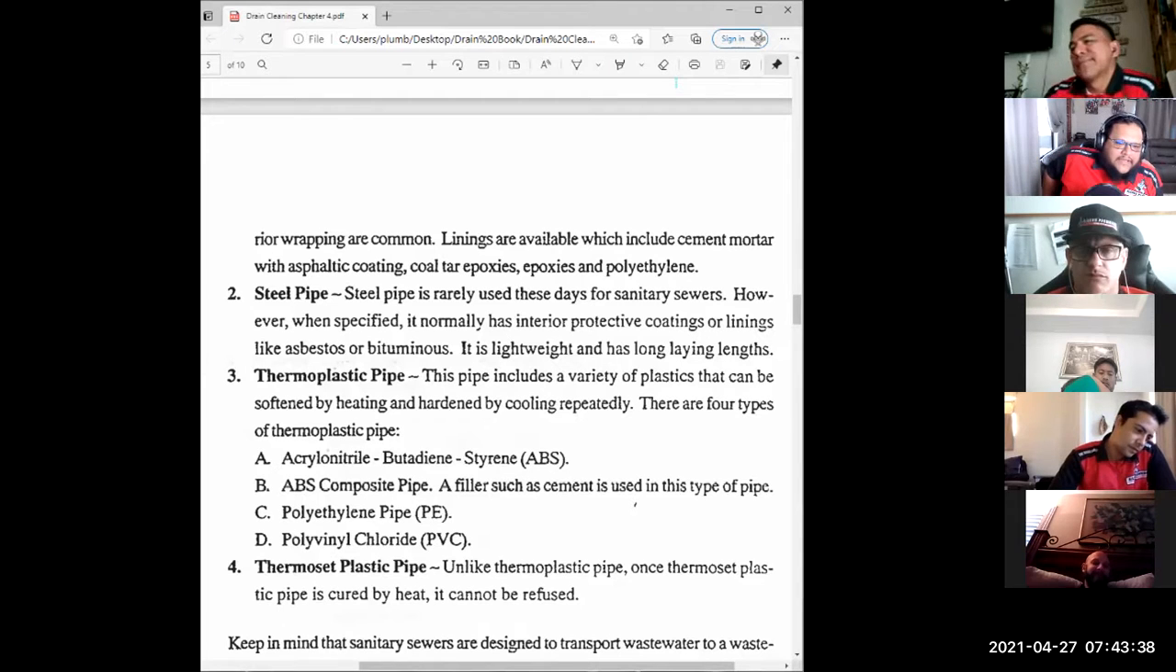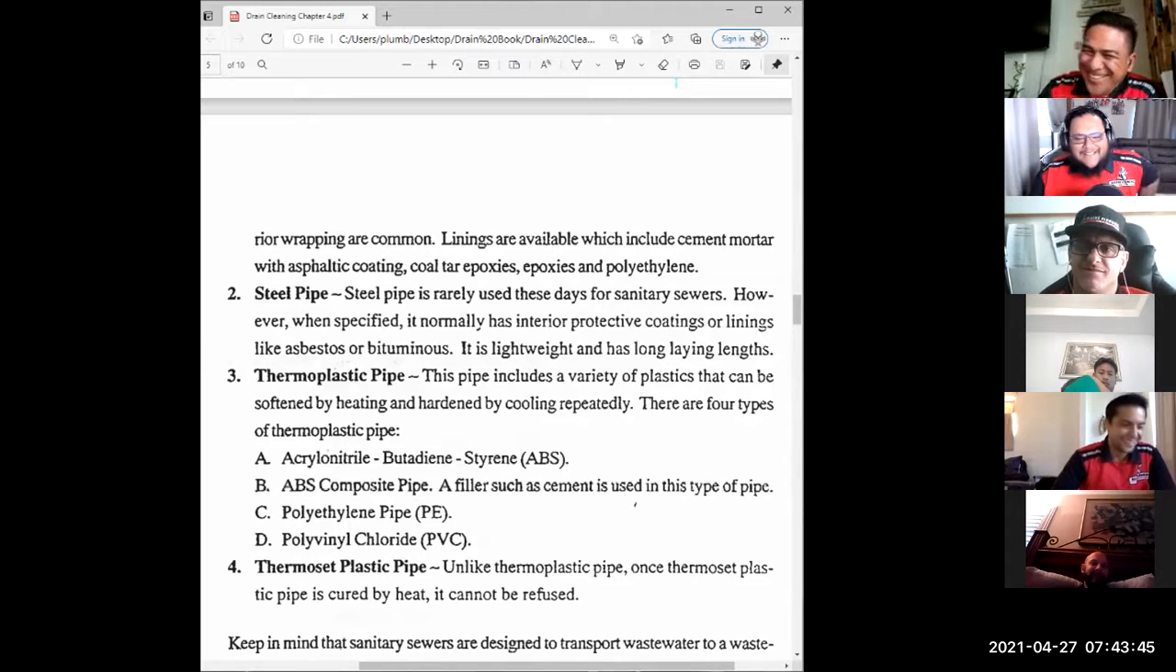Connie's laughing at me. It is lightweight and has long laying lengths. Look, Brandon R is laughing at me because I know that guy knows that word. What is that word, Brandon R? Well, I don't know, when you read it, I was thinking bit of melon.